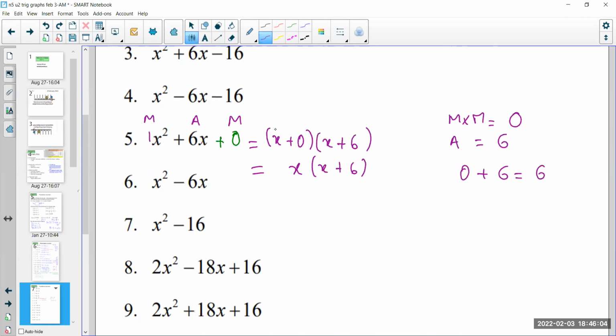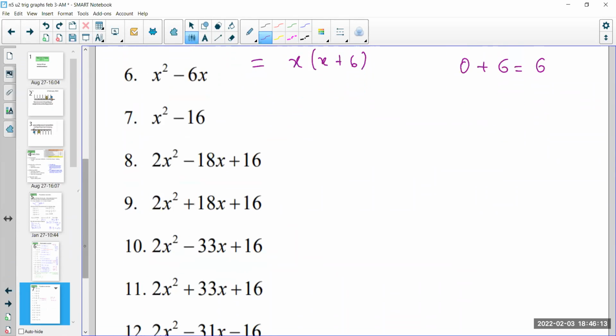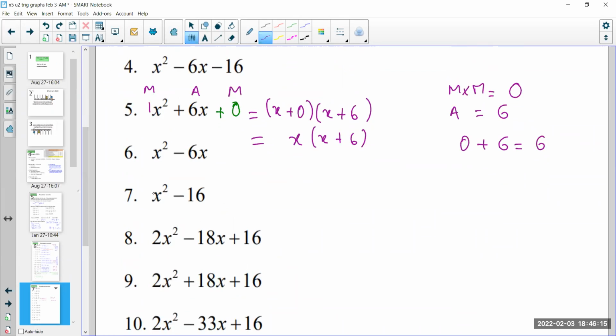MAM worked on something that you didn't spot to start with. Now, let's use MAM on a difference of 2 squares. This is the same as x squared plus 0x minus 16. Let me try MAM again. M, A, M. Two numbers, when I times them, I get negative 16.